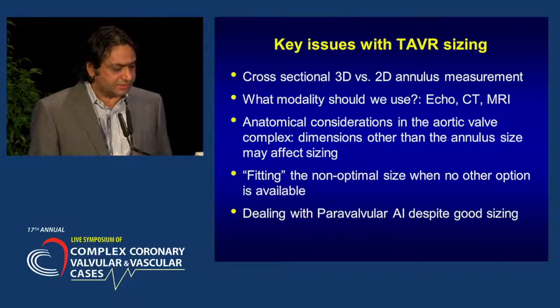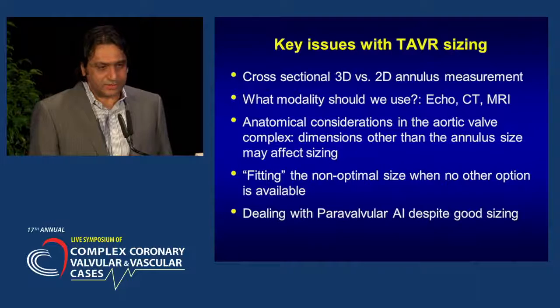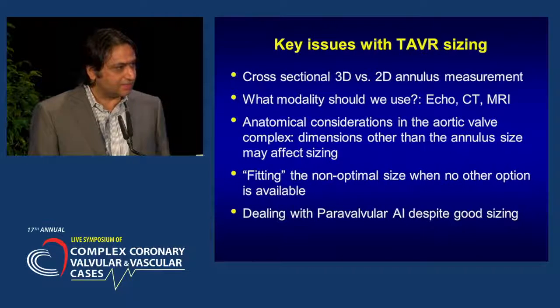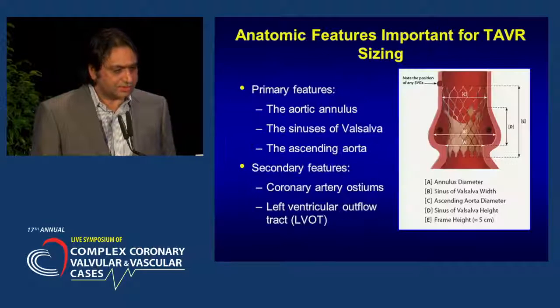Should it be 3D versus two-dimensional annulus measurement? What should we use, echo or CT? What are the anatomical considerations besides annulus? And how do we occasionally end up fitting the non-optimal size when no other option is available? Fortunately, that's becoming less and less common now. And dealing with paravalvular leak, which is not the topic here.